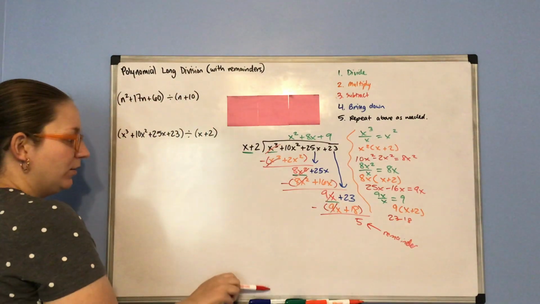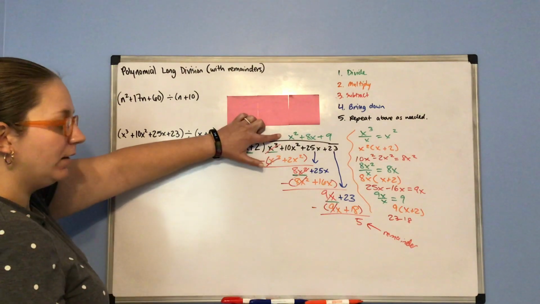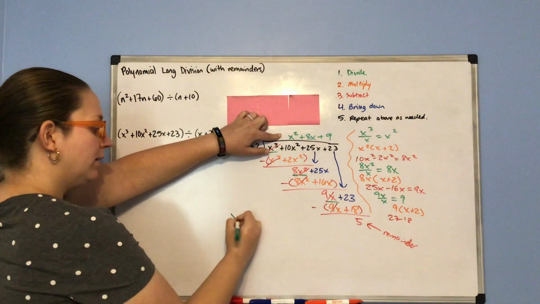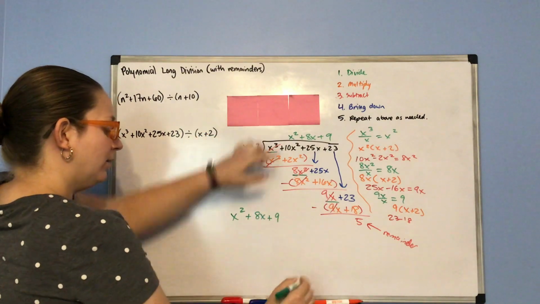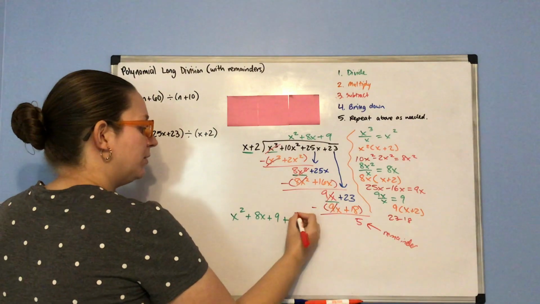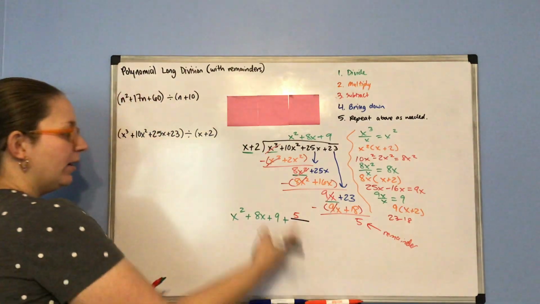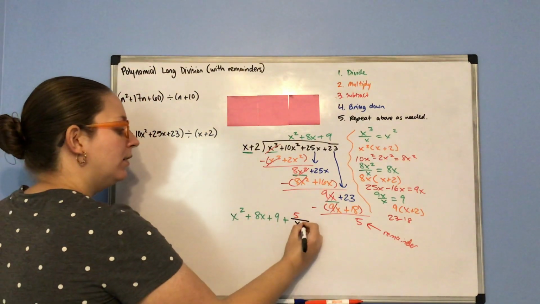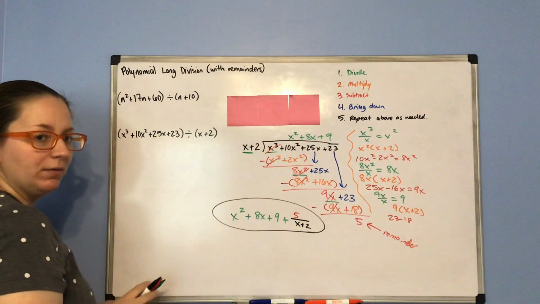So all we have to do is write our final answer. We know that our final answer is everything we got up top, how it divided evenly. So x squared plus 8x plus 9 plus our remainder number, which was 5, and then as a fraction, so over or divided by our divisor, which is x plus 2. So this right here is my complete final answer.